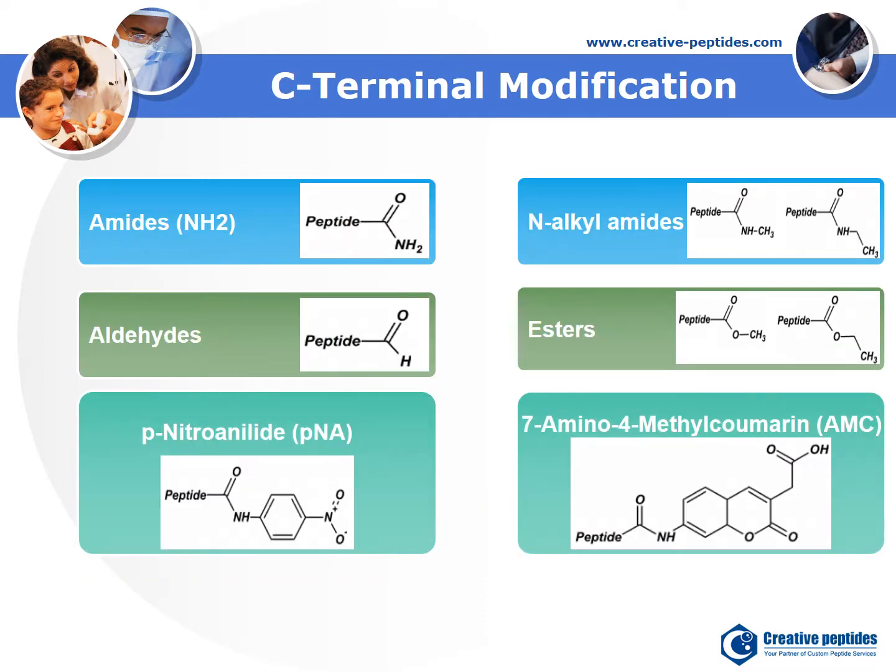The default C-terminus of a peptide is either a free carboxylic acid or an amide. C-terminal amidation removes the charge from the C-terminus of a peptide. This may reduce the overall solubility of the peptide. Options include amides, N-alkyl-amides, aldehydes, esters, p-nitroanilide (PNA), 7-amino-4-methylcoumarin.